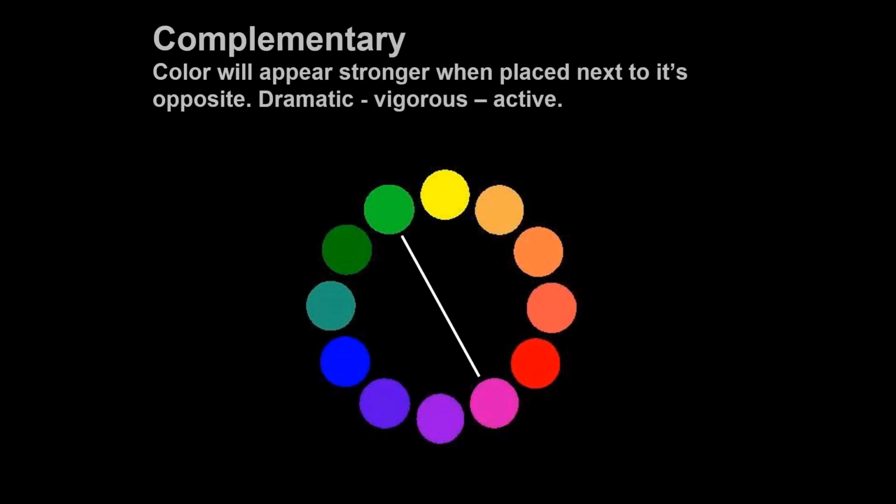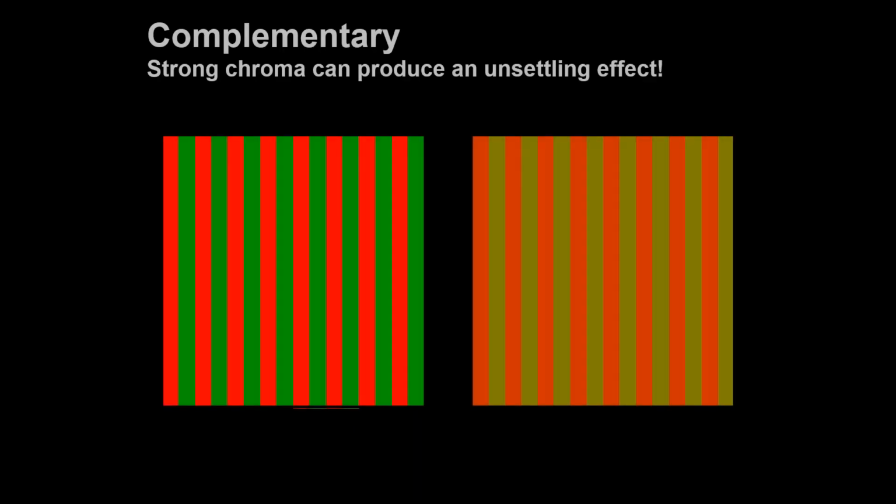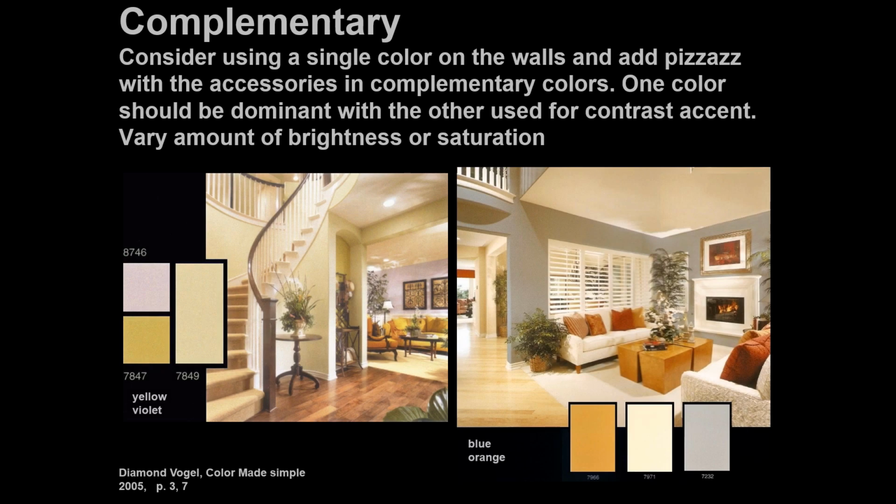Complementary. These colors tend to be dramatic and vigorous. When using complementary colors, take care not to use strong chroma because that can create a very strong effect. In this one, that green and that red really are fighting for your attention. On the right example, they were both toned down. The chroma has been toned down, and some of the value was moderated so that these pairs of colors work better together. This example shows a couple of successful complementary schemes.